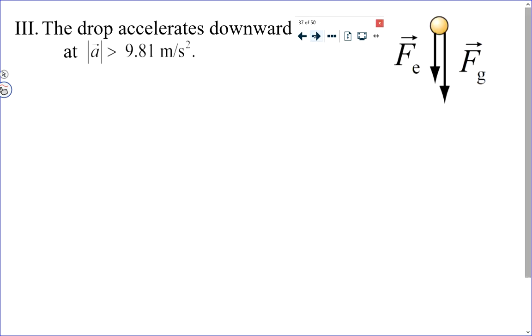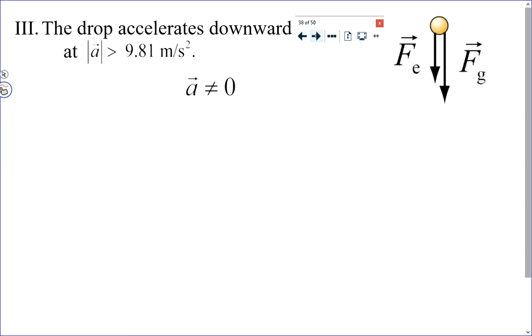Well, there's two possible scenarios. If it's accelerating down with an acceleration that is more rapid than 9.81, so maybe it's accelerating down at 14 meters per second squared, or 11.6 meters per second squared, then the only explanation is the electric force is also acting down, and the electric force is helping the gravitational force, creating a greater acceleration.